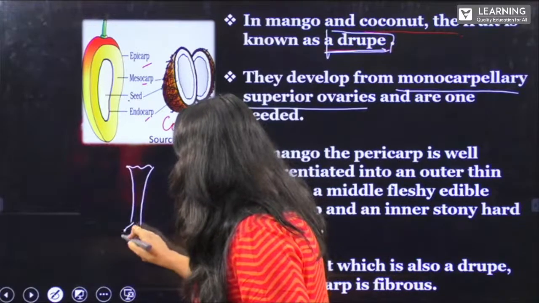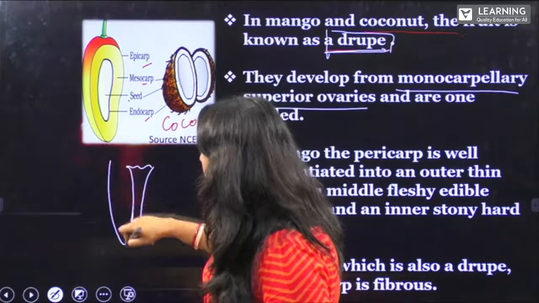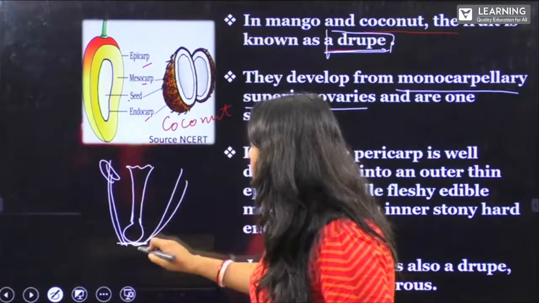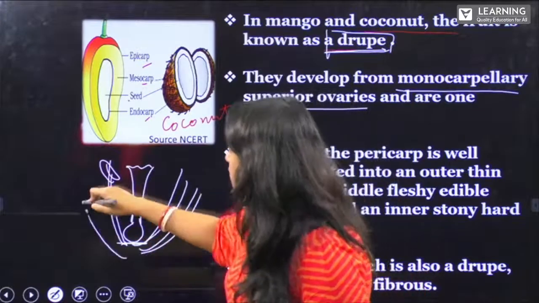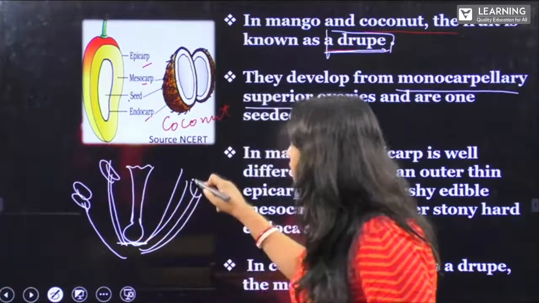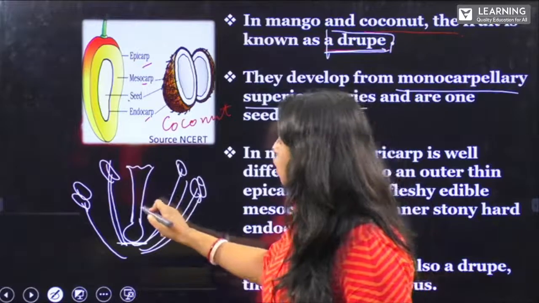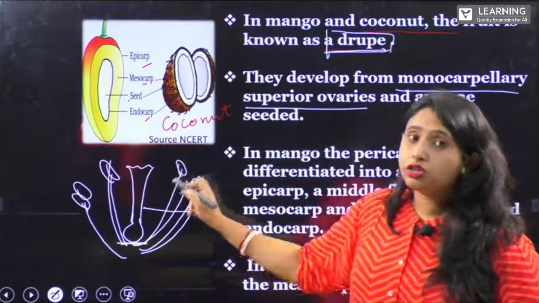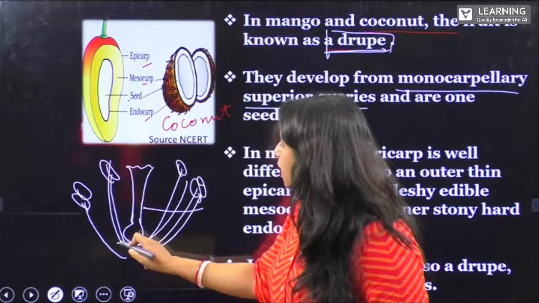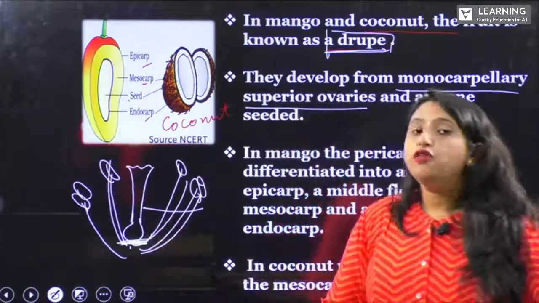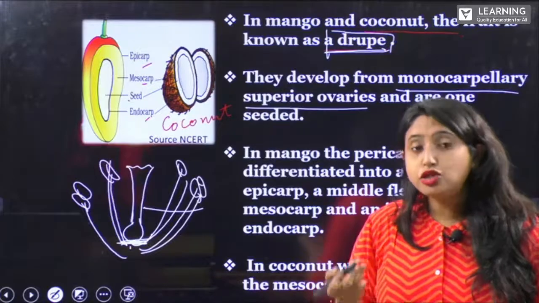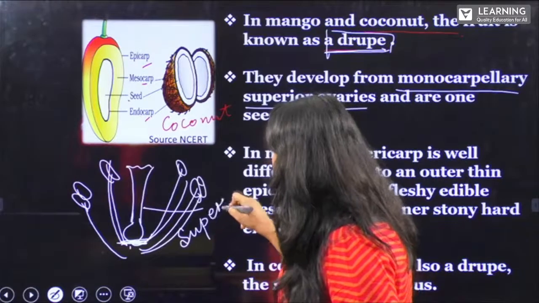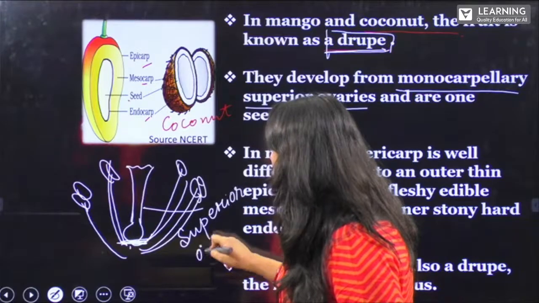In case of superior ovaries, the ovary is situated on the top, right? And all the floral parts are coming from the base, from the bottom. So this type of ovary which is located on the top, with the floral parts located below it, we call this type of ovary a superior ovary. So this type of ovary is known as your superior ovary.